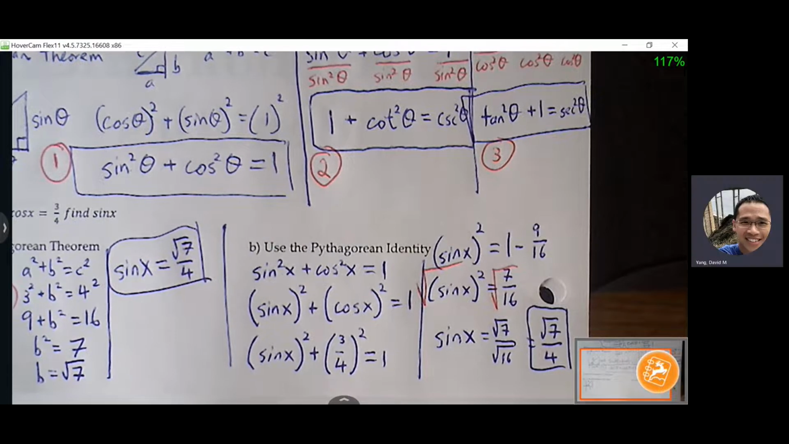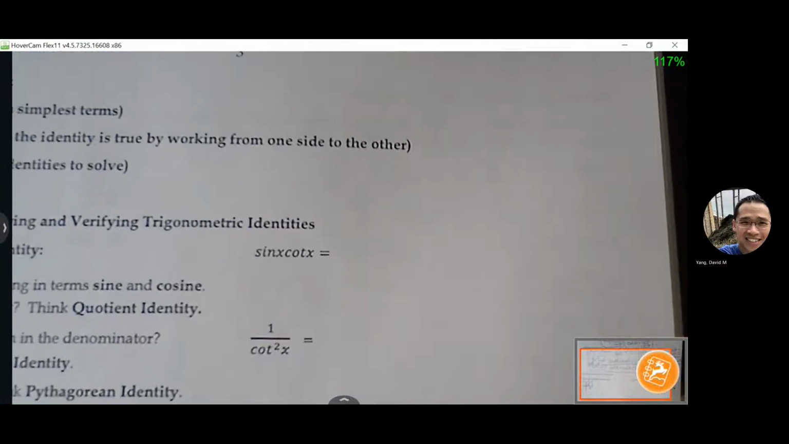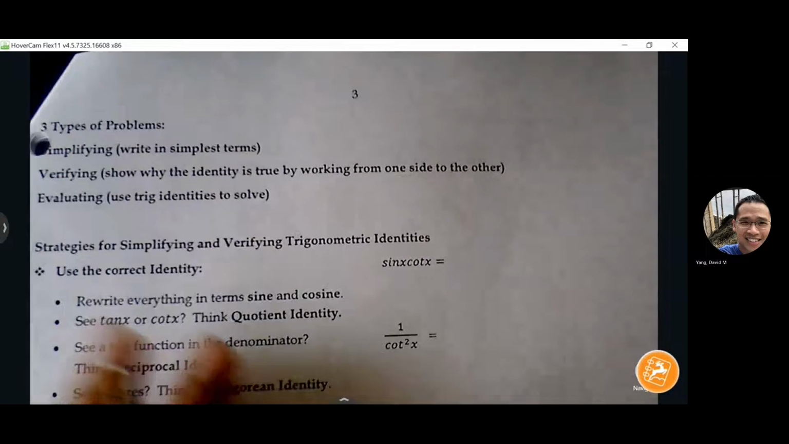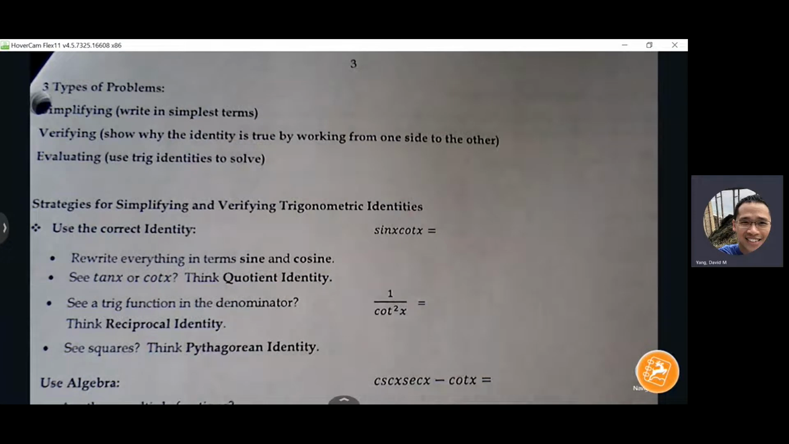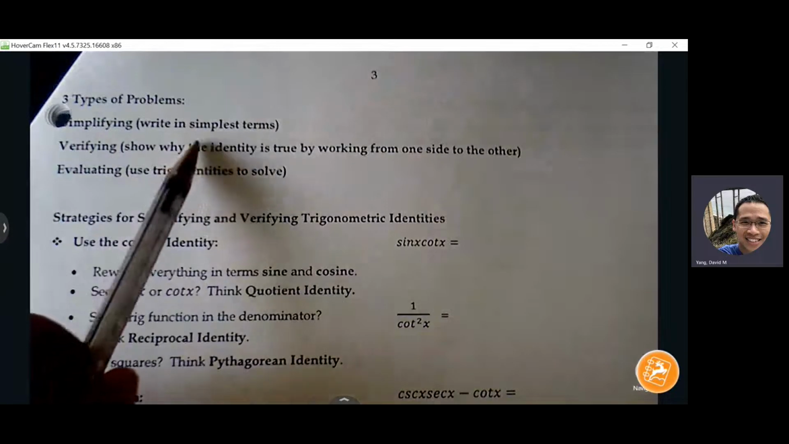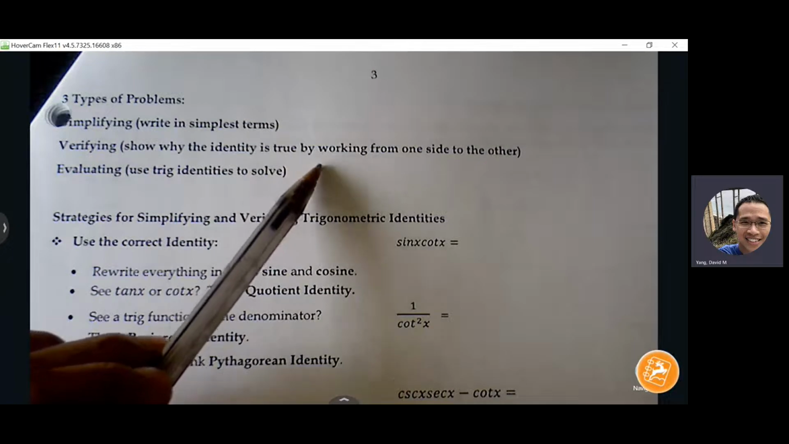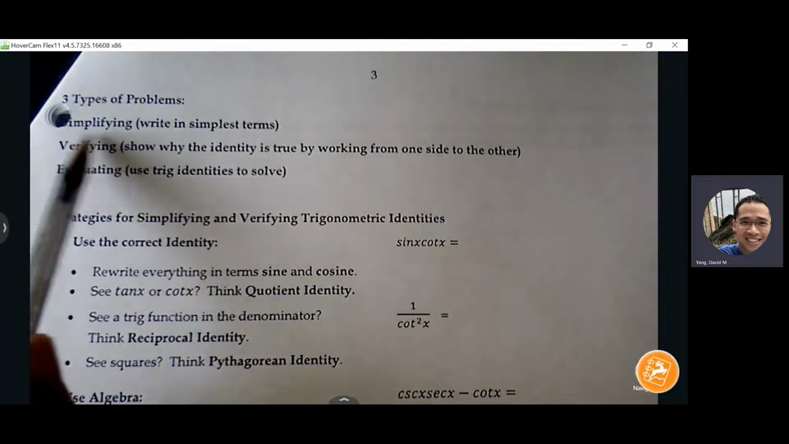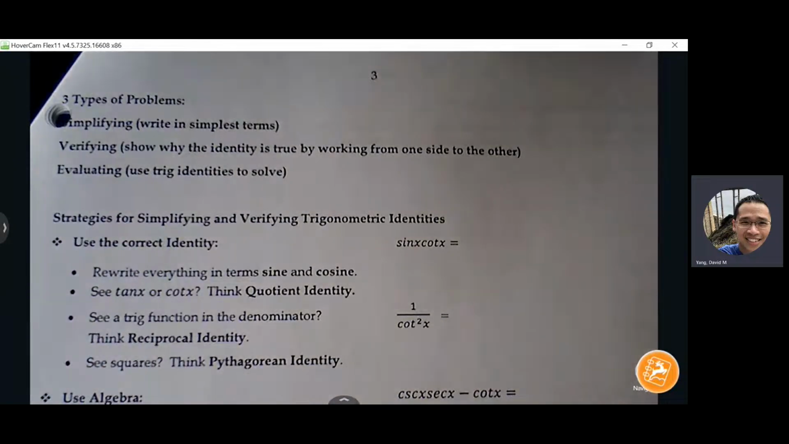Okay, so let's go to page 3. Okay, simplifying. So these are the types of problems that we're going to be dealing with here. Simplifying, which is writing in simplest terms. Verifying, which is showing why the identity is true by working from one side to the other. We're going to get to this, if not tomorrow, then Friday. And then evaluating is using trig identities to actually solve.